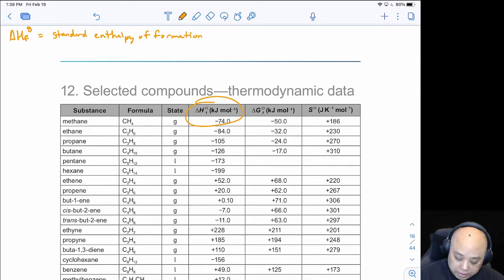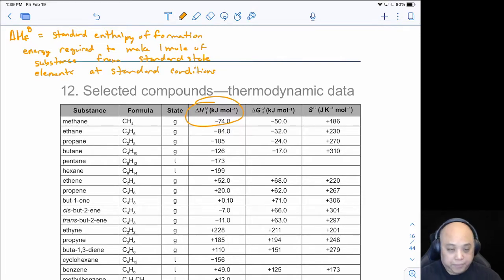So the first thing is the energy required to make 1 mole of substance from standard state elements at standard conditions. Okay. So the definition of standard enthalpy of formation is the energy required to make 1 mole of substance from standard state elements at standard conditions. And what that means is this is one of those rare scenarios where you can have fractional coefficients because your limiting factor is that you have 1 mole of product, whatever you're talking about here.